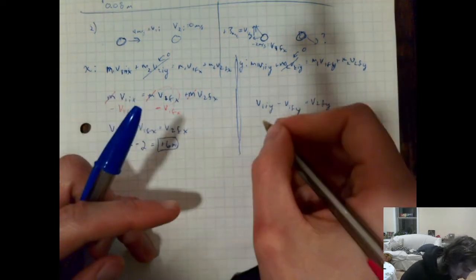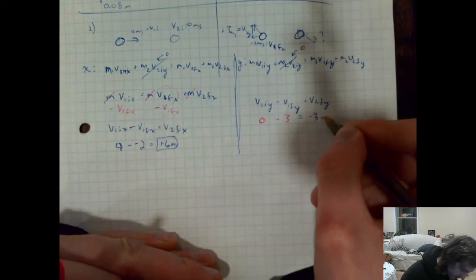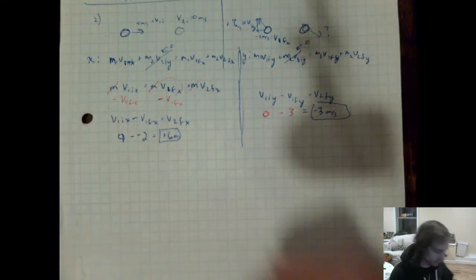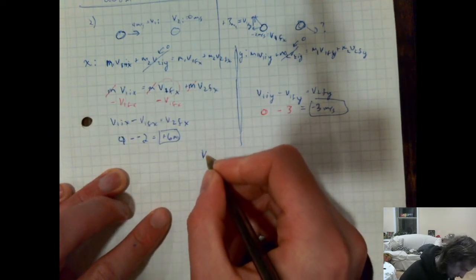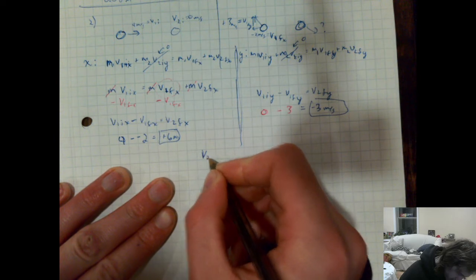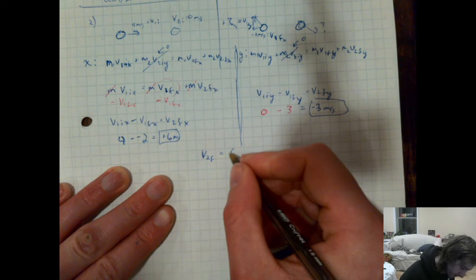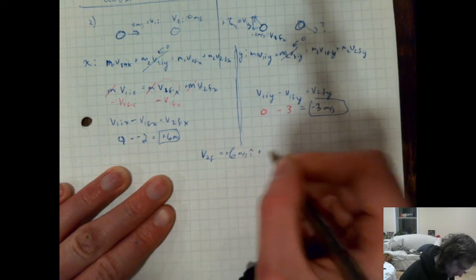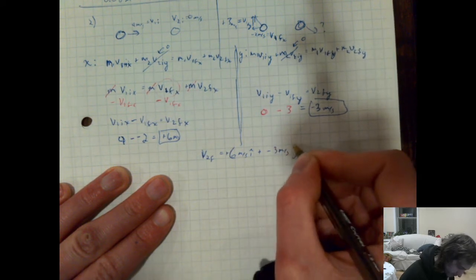Our initial is 0, our final is 3. 0 minus 3 gives us -3. So -3 meters per second is our component for our velocity in the y direction. So v2 final is going to be 6 meters per second i hat plus negative 3 meters per second j hat.